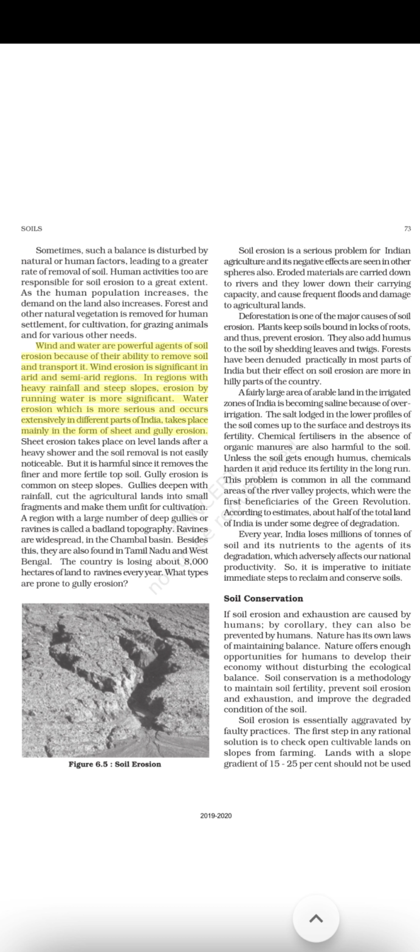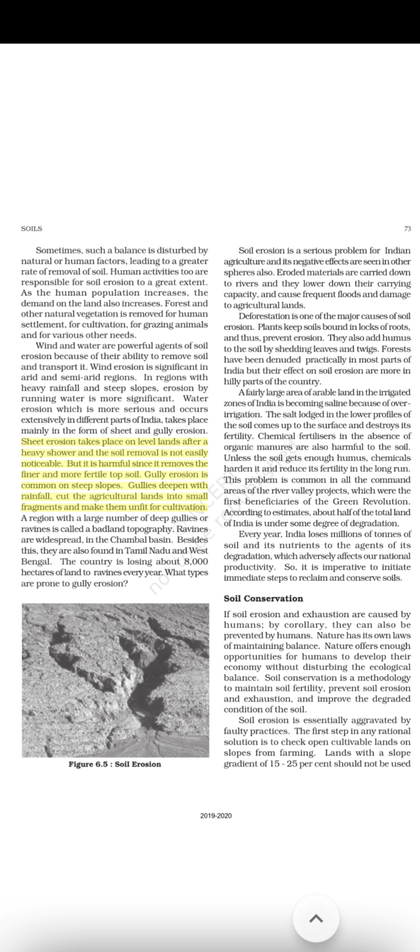Wind and water are powerful agents of soil erosion because of their ability to remove soil and transport it. Wind erosion is significant in arid and semi-arid regions. In regions with heavy rainfall and steep slopes, erosion by running water is more significant. Water erosion, which is more serious and occurs extensively in different parts of India, takes place mainly in the form of sheet and gully erosion. Sheet erosion takes place on level lands after heavy showers and the soil removal is not easily noticeable. But it is harmful since it removes the finer and more fertile topsoil.